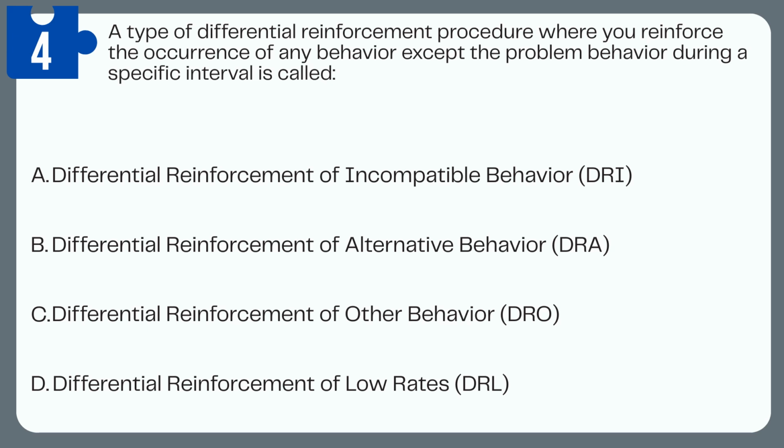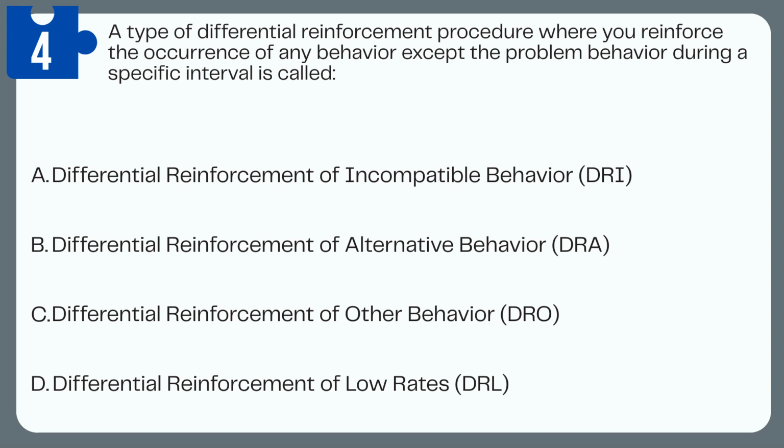Question 4. A type of differential reinforcement procedure where you reinforce the occurrence of any behavior except the problem behavior during a specific interval is called: A. Differential reinforcement of incompatible behavior, DRI. B. Differential reinforcement of alternative behavior, DRA. C. Differential reinforcement of other behavior, DRO.